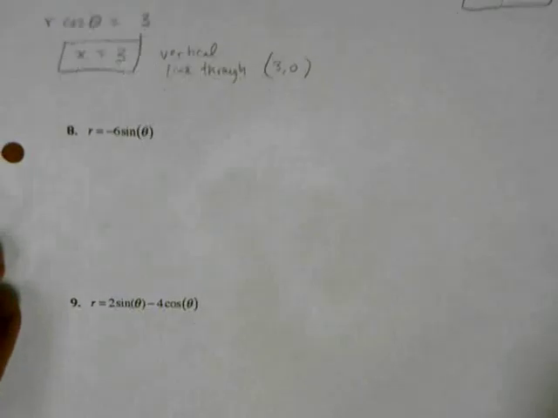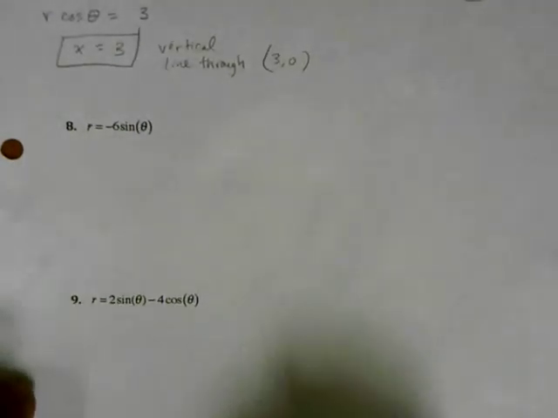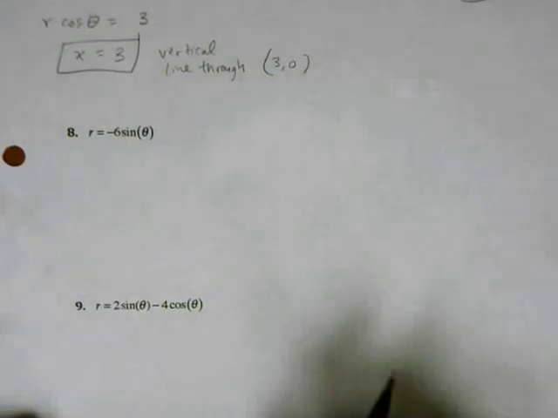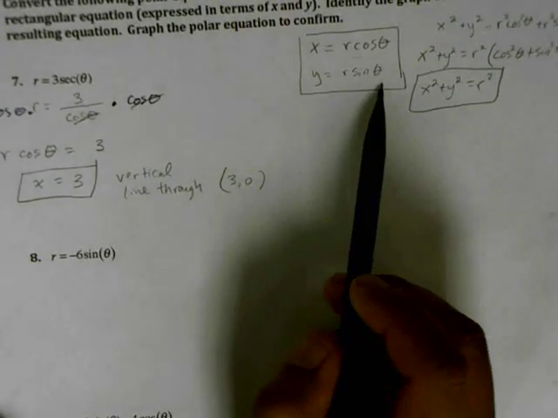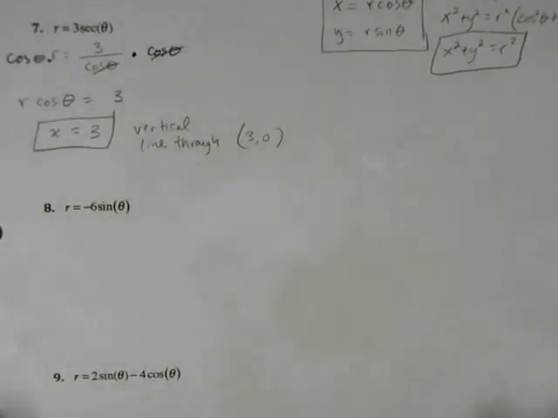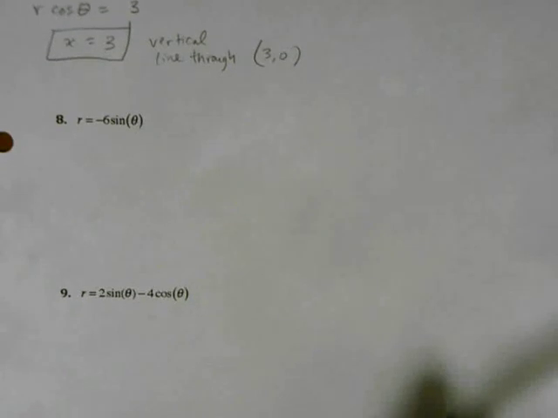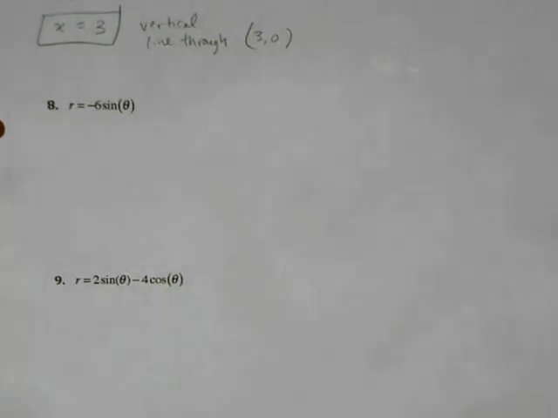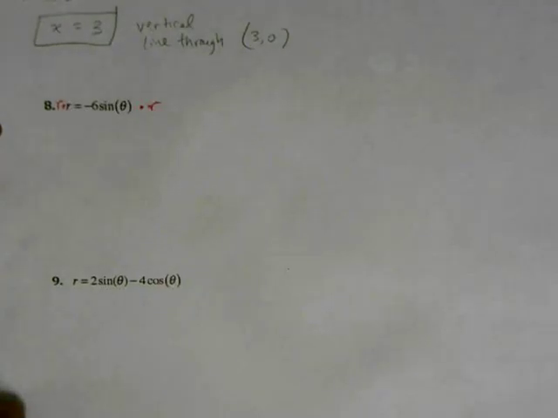We have another problem here that is r equals -6 sine of theta. And once again, our goal is to somehow get one of these expressions, r sine theta, r cosine theta, or r squared into this function, because if we can do that, that'll allow us to convert it into rectangular form. So the first thing that I'm going to do in this problem is just multiply both sides by r.